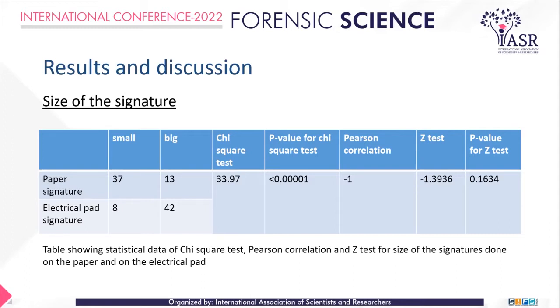The Z-test does not use any expected value. It is just the examination of two population means that are different when the variance is known, and it is for a large sample size. The Pearson correlation is the relation between the two variables, that is paper signatures and electrical pad signatures.